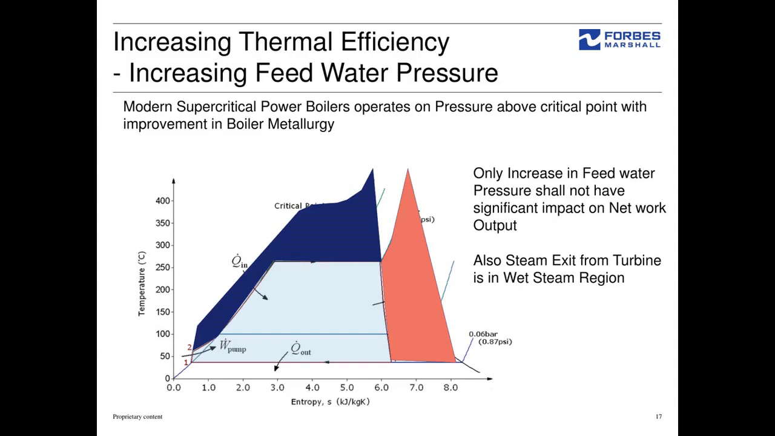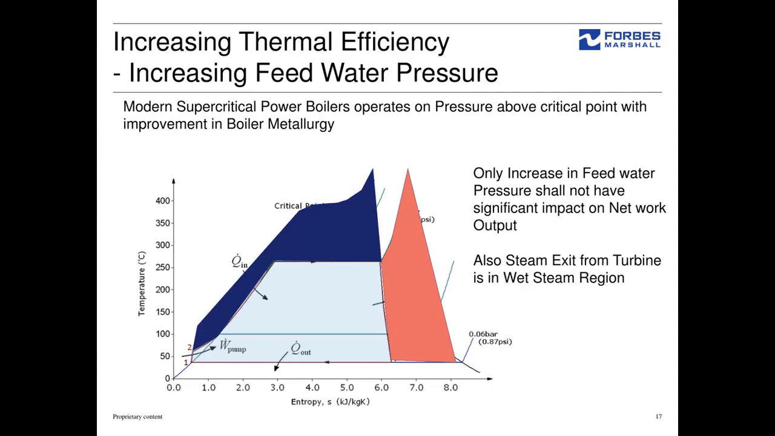Now if we increase pressure of the boiler, so instead of following the lower pressure line, if we can follow the high pressure line while generating steam, we can get an additional dark blue area which can increase efficiency. In this case, larger feed water pumps are used, and pressure of feed water can be increased from point 2 to point 2 dash.